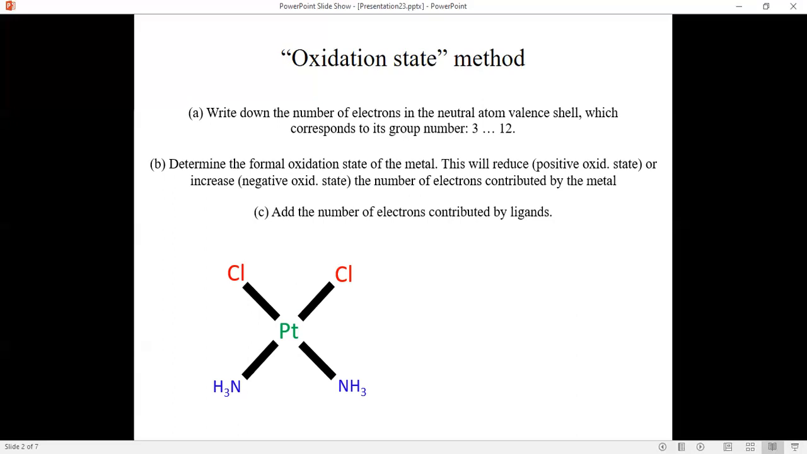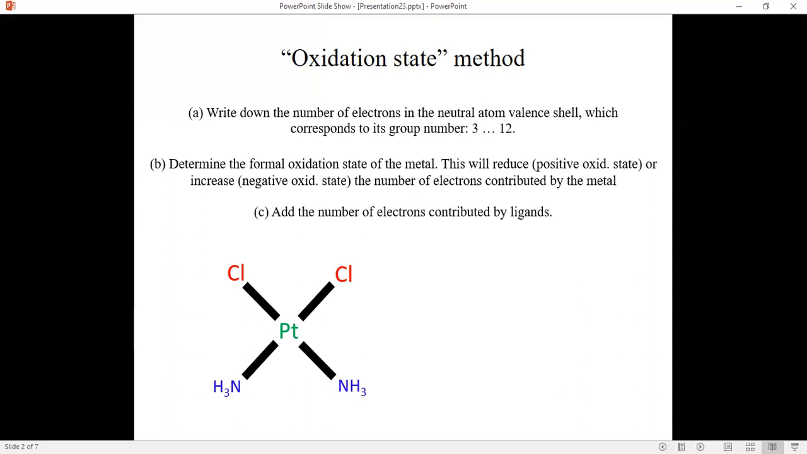Next, we do the same with the amine ligands. As we assign both bonding electrons to the amine ligands, we create neutral fragments, so they don't carry a charge. So we have overall two negative charges at the ligands. Now you see that the complex is overall neutral. So for that reason, what is the oxidation state of the metal?